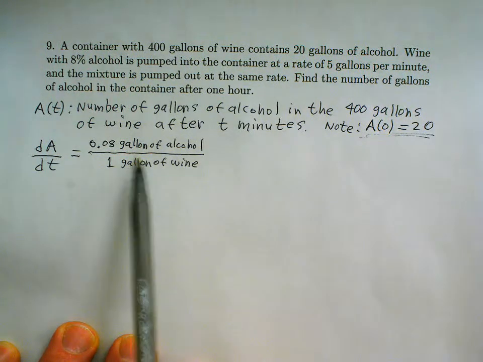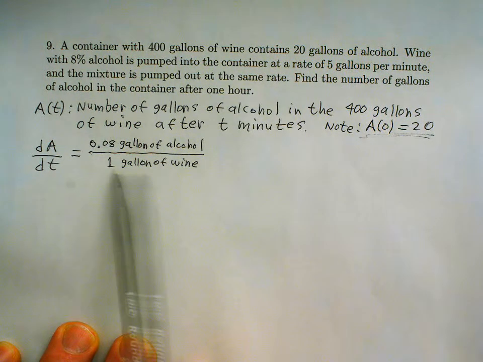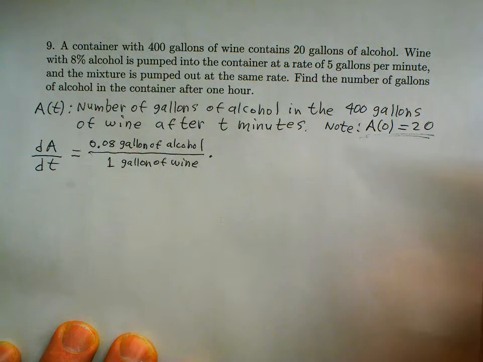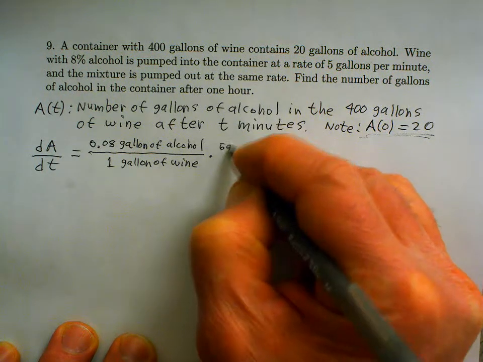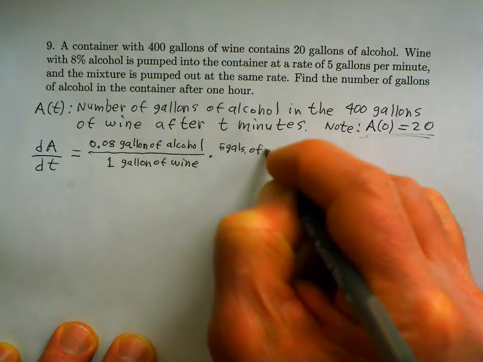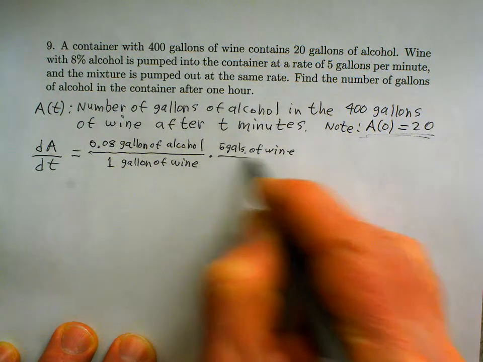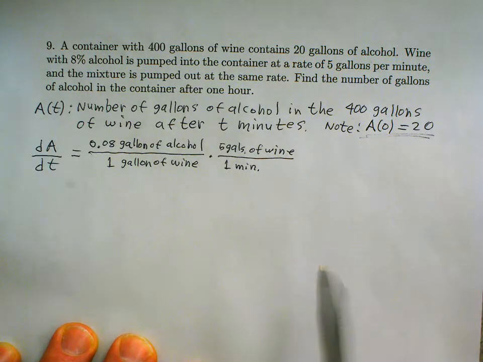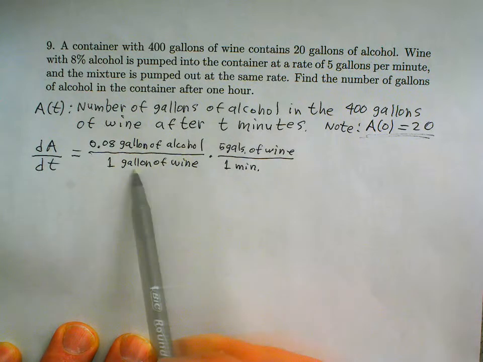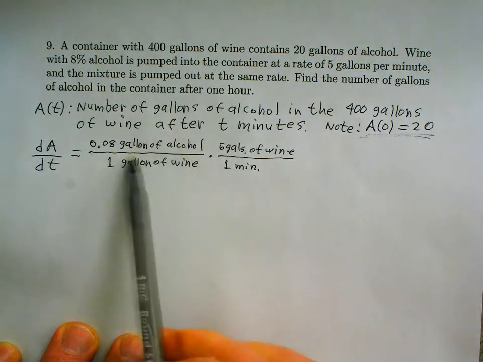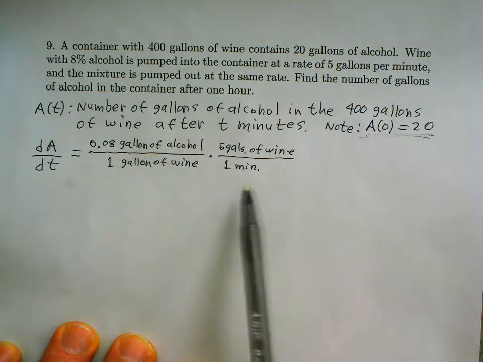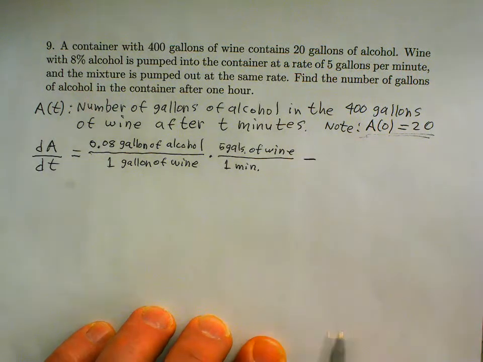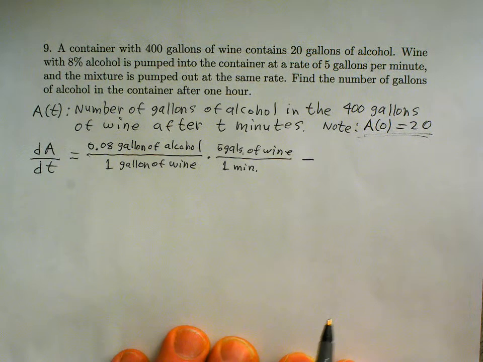So this is what it means to be 8% alcohol. The wine is being pumped in at 5 gallons of wine per 1 minute. So the gallons of wine units cancel each other out, and the units are just gallons of alcohol per minute.